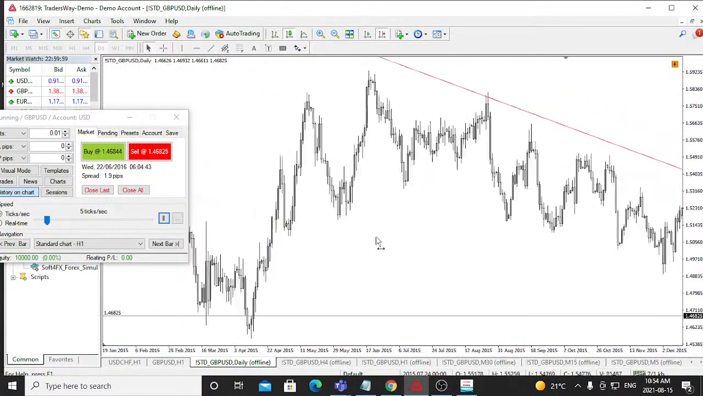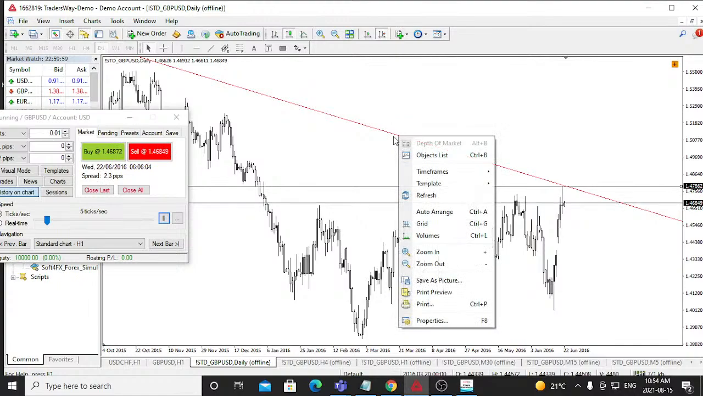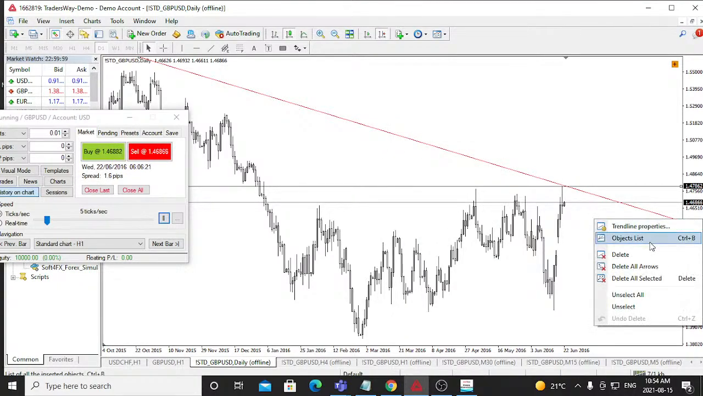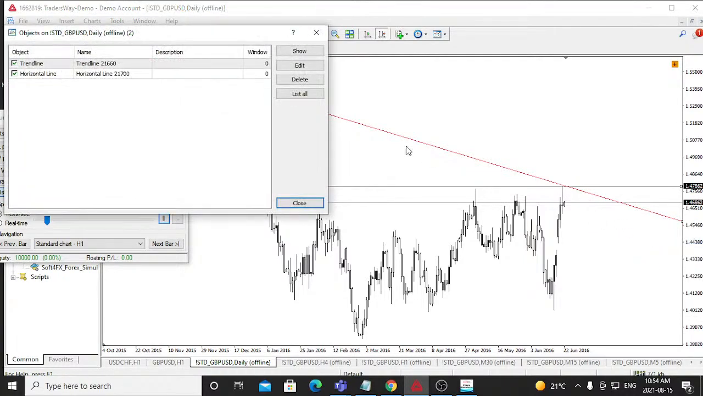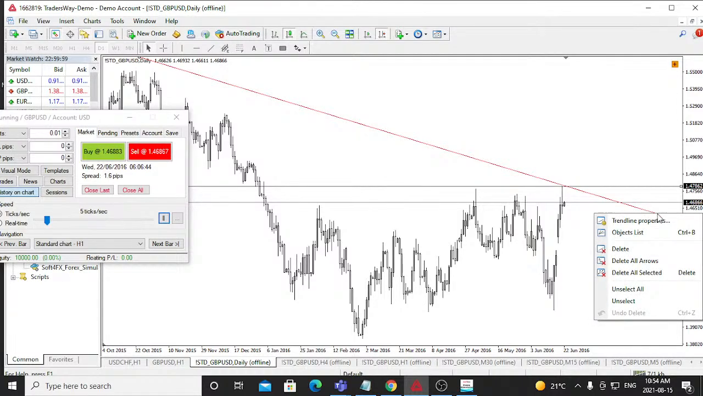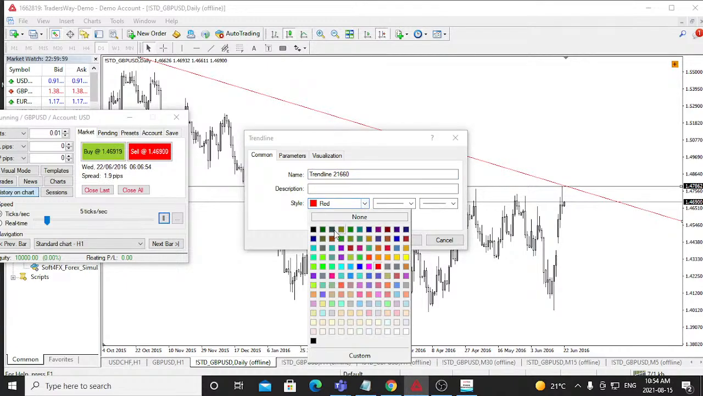So let's zoom in. We can see some stuff right here. Sorry, bear with me. Trendline properties. I just want this to be black.